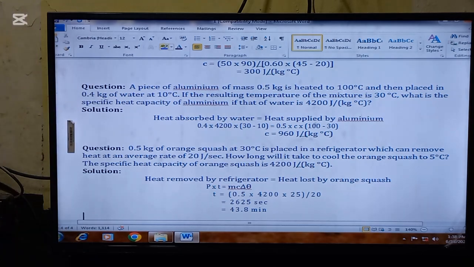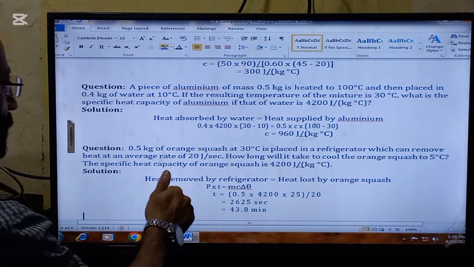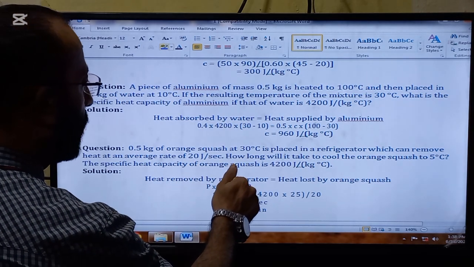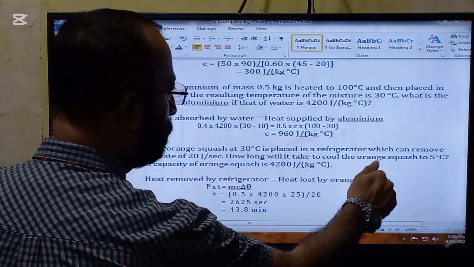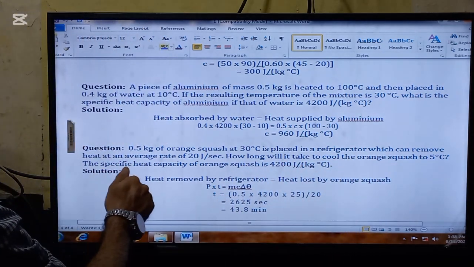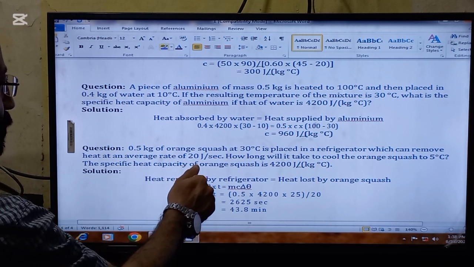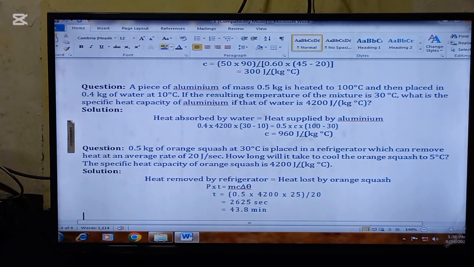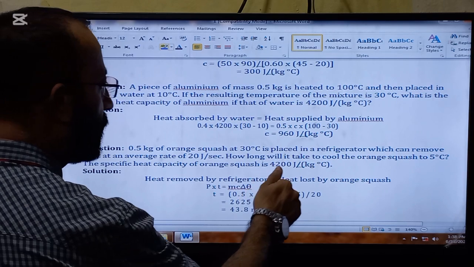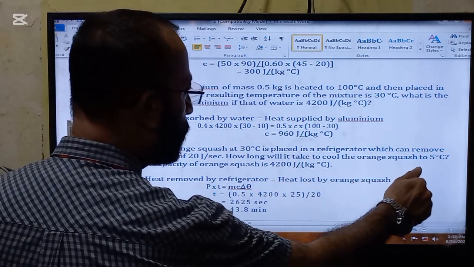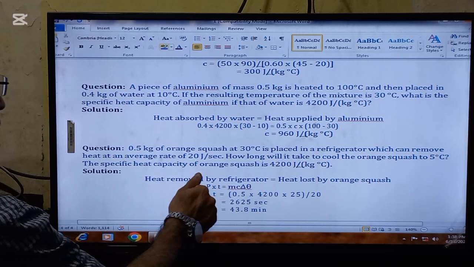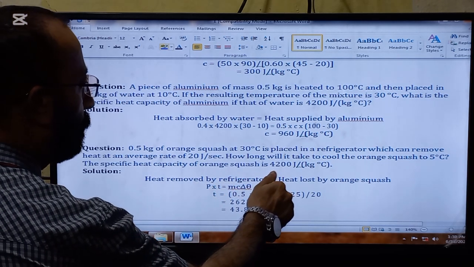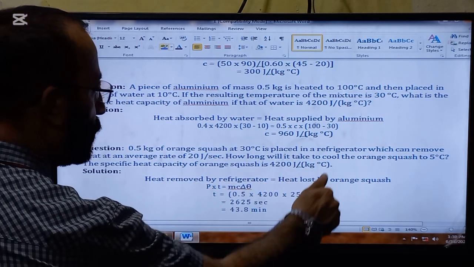The next question is, 0.5 kg of orange squash at 30 degrees C is placed in a refrigerator which can remove heat at an average rate of 20 joule per second. How long will it take to cool the orange squash to 5 degrees C? The specific heat capacity of the orange squash is 4200 joule per kg degrees C.